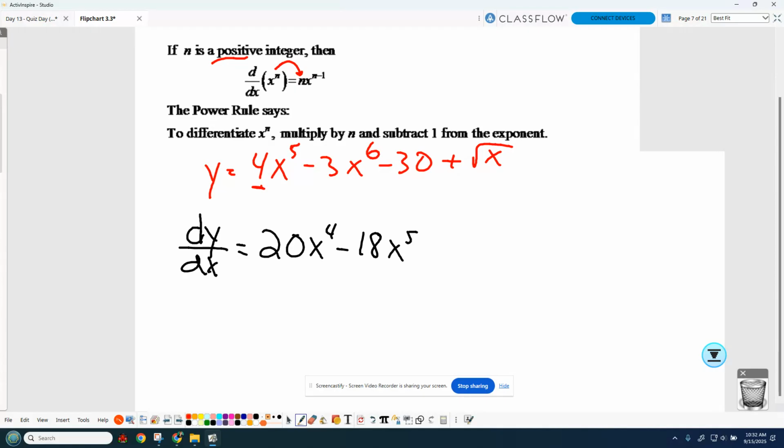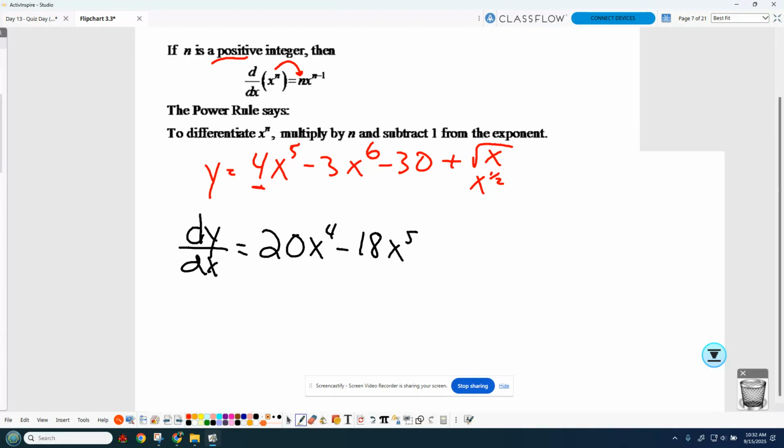What about that? Square root of x. It's not an integer. Can we still do the power rule? Yeah. Milo, what do you think? Possibly, because it's the same as x to the 1/2. So how do you think we would apply the power rule? Well, it's not a positive integer though. It's not. I mean, it's positive, but it's not an integer. Can we still do the power rule? Yeah.